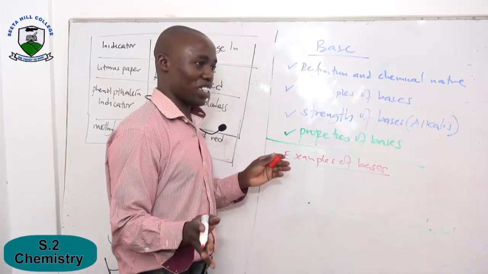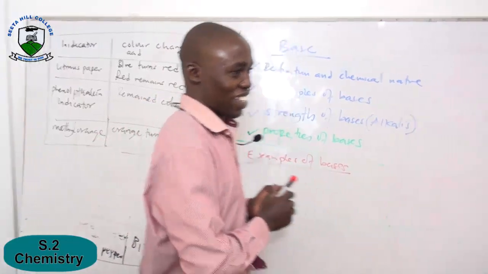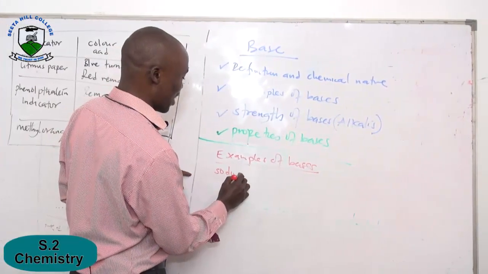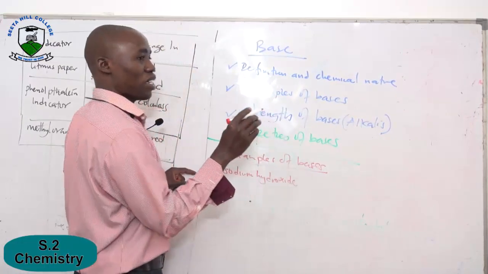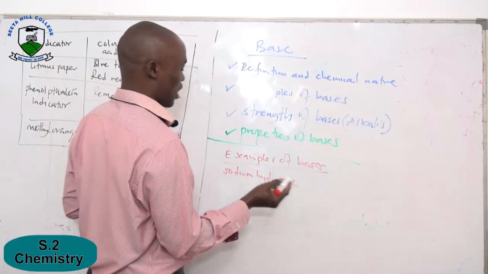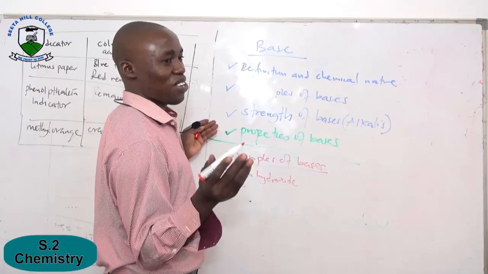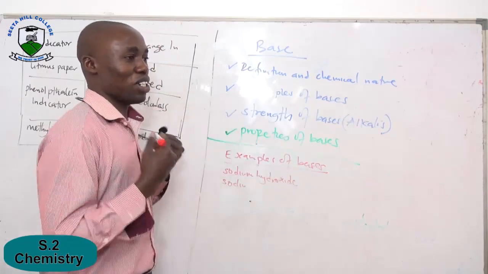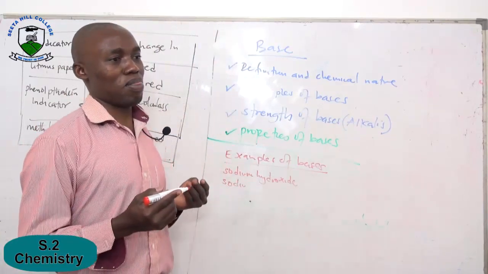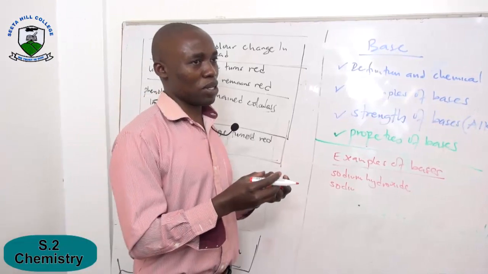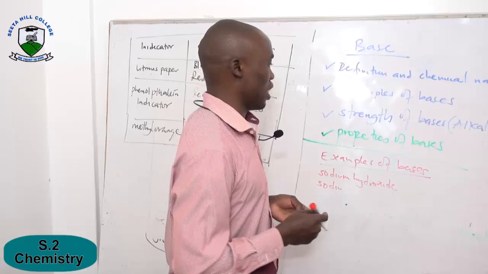A metal with the other active section. Yes. Sodium hydroxide. Yeah. The other one would be? Sodium oxide. Then magnesium hydroxide. Exactly. And potassium oxide. Potassium hydroxide. That means that chemical species must be a hydroxide or an oxide. Exactly.